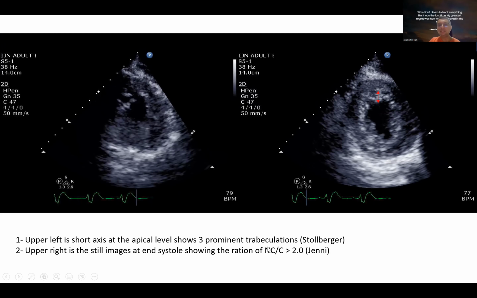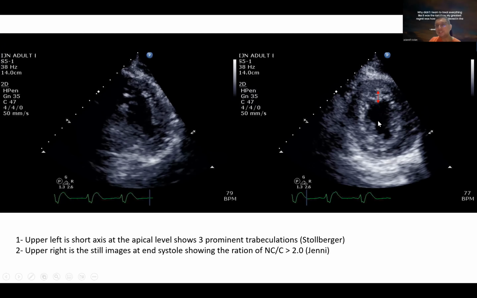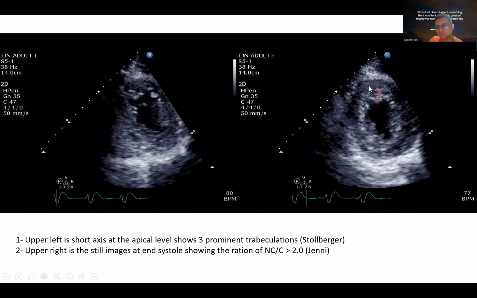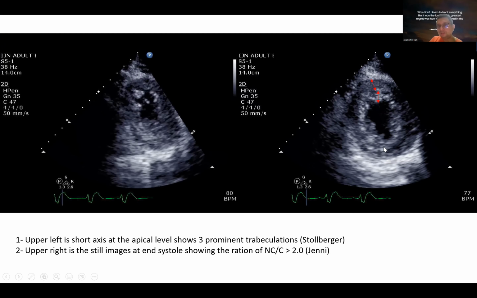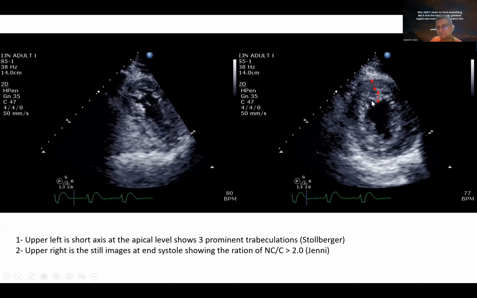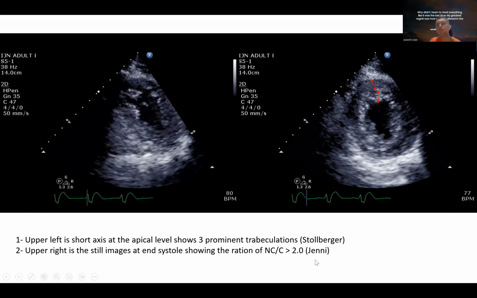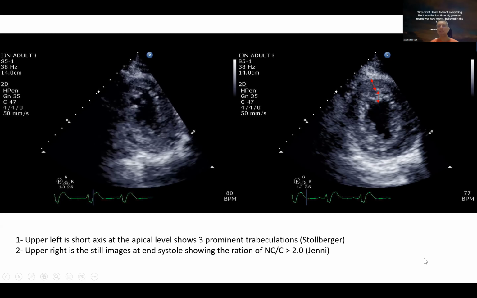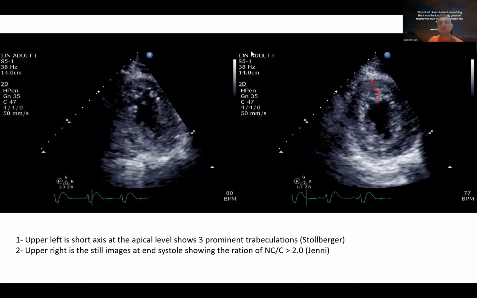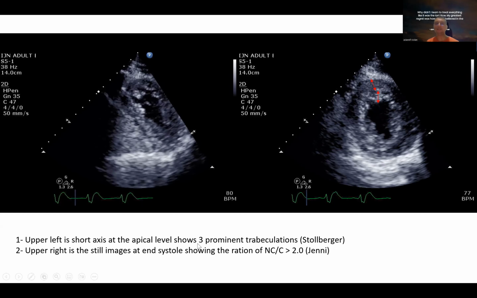Where we see 3 or more prominent trabeculations in short axis view at the apex. When I freeze at short axis view and measure the ratio of the non-compacted, trabeculated layer to the compacted layer, I can see the ratio is more than 2. So it also fulfills the Jenni criteria. So this patient fulfilled 2 criteria, the Stollberger criteria and also the Jenni criteria for LV non-compaction.